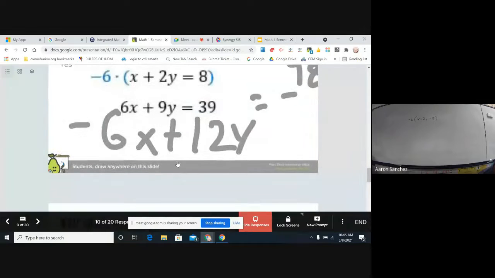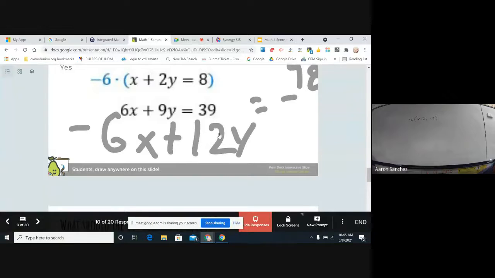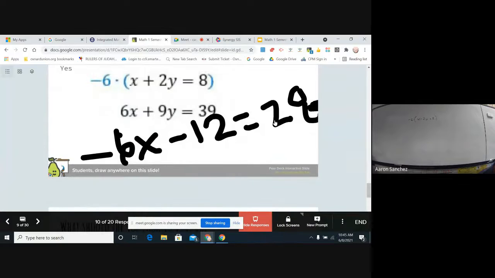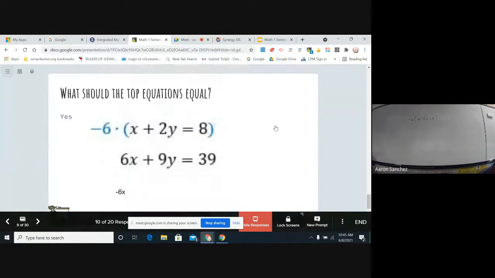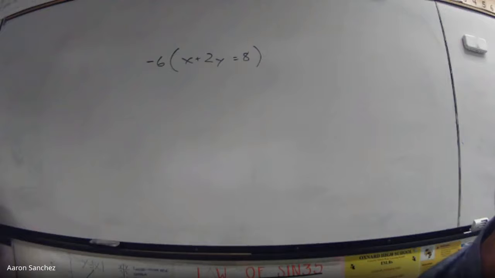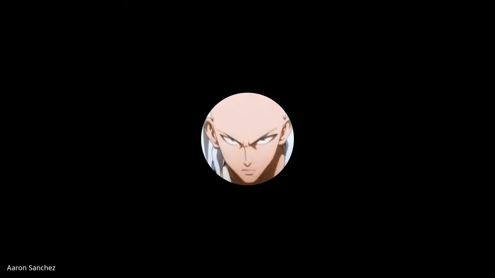Negative 6x. This should be a negative. Make sure the 12 is negative. Everything's right except the 12 needs to be negative there. This one's almost right too. You guys are close. You probably would get this right in multiple choice. But anyway, you just multiply times everything. Negative 6 times x is negative 6x. Make sure the 6 is negative. Negative 6 times 2 is negative 12y, equals negative 6 times 8, which is negative 48. That's it. No problem. Kind of okay work. Some of you got that all right.